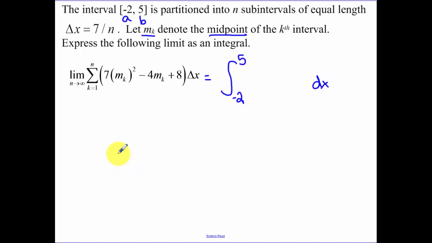Now remember, what are we doing? We're plugging in some value there for m sub k. We're plugging in all of our different values of our curve. What's our curve? 7x squared minus 4x plus 8. And let's put that guy in parentheses. So that's what this whole limit here means. It means that I'm finding the area under the curve of that function from -2 to 5.